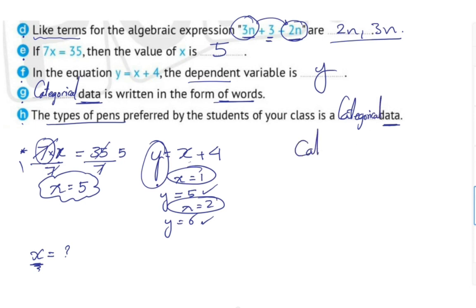So, categorical or numerical. Data with numbers will be numerical. Data with words will be categorical. So this is categorical data.